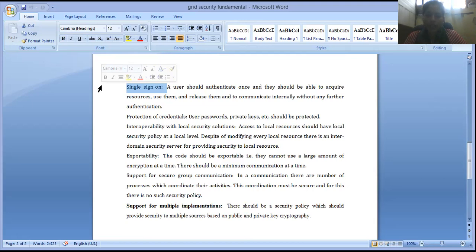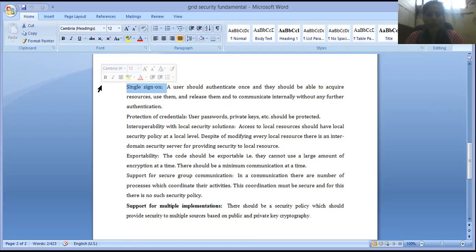Exportability. The code should be exportable, isn't it? Like Java code. You can use the Java code on many machines, isn't it? So that is exportable. You export that code. So like that, the code should be exportable. That is, they cannot use a large amount of encryption at a time. That much encryption is not required at that particular time. There should be minimum communication at a time.